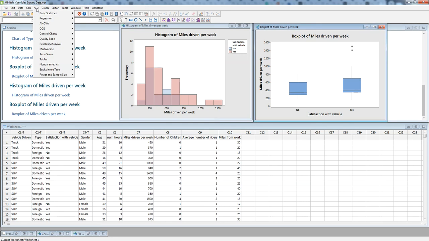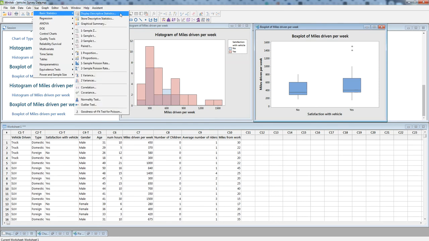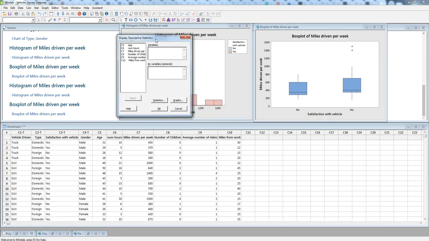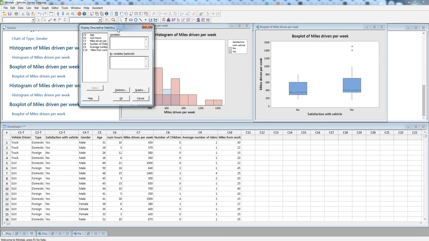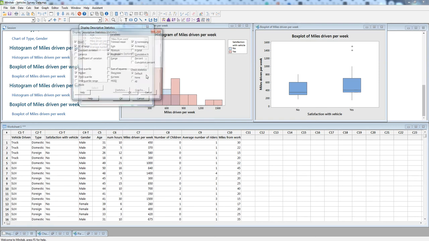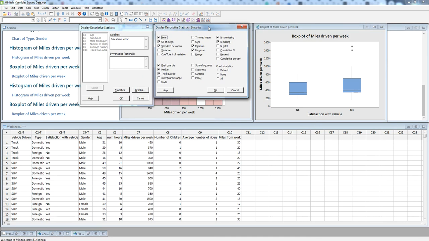To do descriptive statistics, we go to Stat, Basic Statistics, Display Descriptive Statistics. Descriptive statistics are things like your mean, median, mode. We don't do mode anymore. I keep saying that one. Or some of your spreads like the range, the IQR, or the standard deviation. Maybe you want to know the min or the max. I want to do miles from work. And I'm going to hit my statistics button. This has some of the standards on here, but I'm going to pick my own. So I'm going to hit none to uncheck the default statistics.